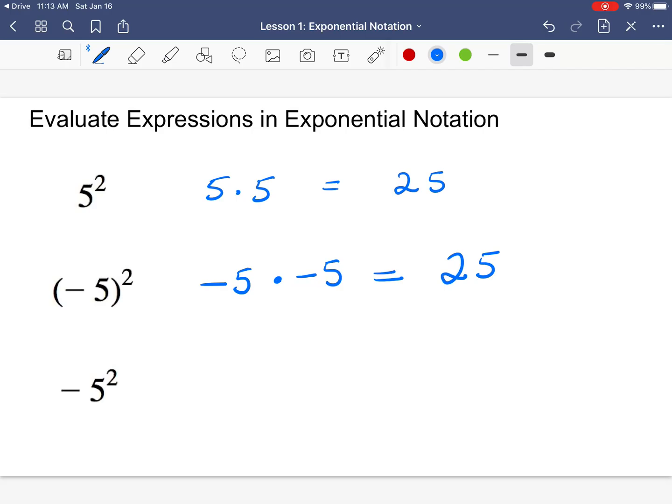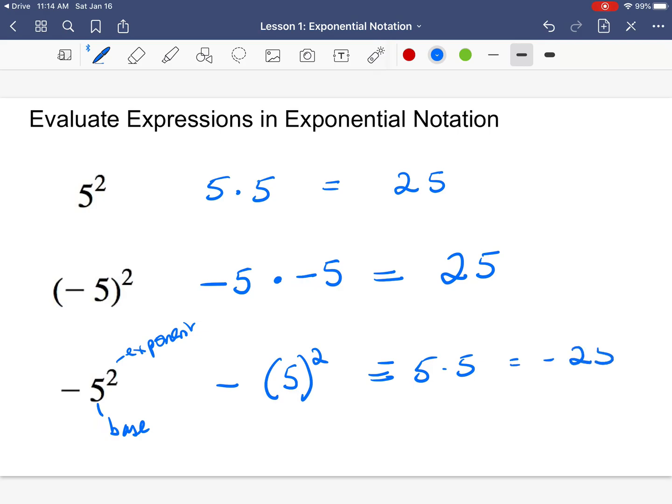Now in our final example here, we have negative 5 squared. The base is 5 and the exponent is 2. The exponent does not apply to the negative, which is before the 5. It applies only to what is immediately to the left of it. So it's negative 5 squared that you need to work on here. And so that's 5 times 5. It's negative 5 times 5, which is negative 25.